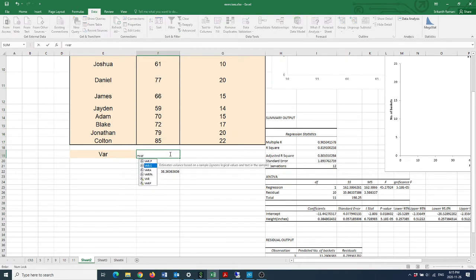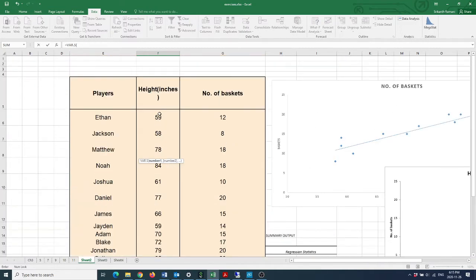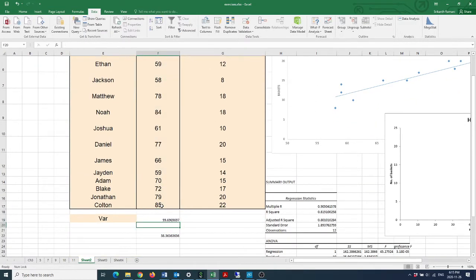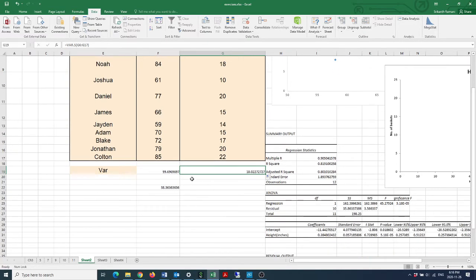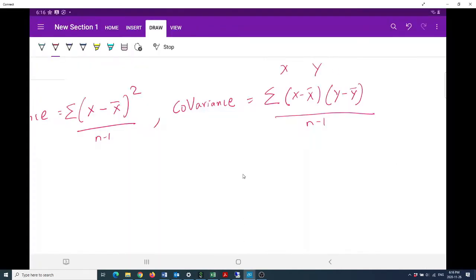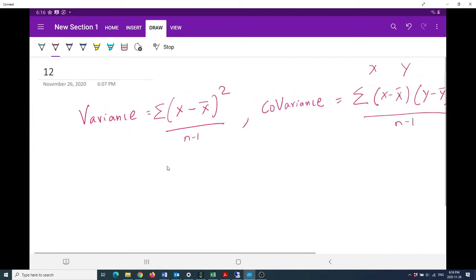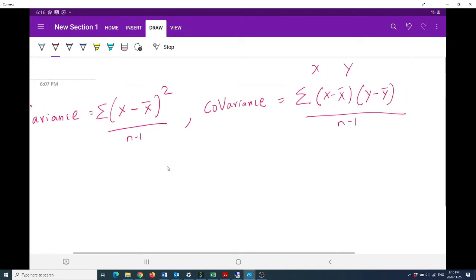In Excel, this can be found by the formula VAR.S, which asks for all the numbers and computes the variance. The variance of the height is 99.69 and the variance of the number of baskets they make is around 18. These are the squared versions of the regular deviations. The variance formula is given by sigma of (x minus x bar) squared, and you're squaring the deviations in order to punish them in some sense, to punish the outliers in some way. But covariance is the idea of how two variables move with respect to each other.